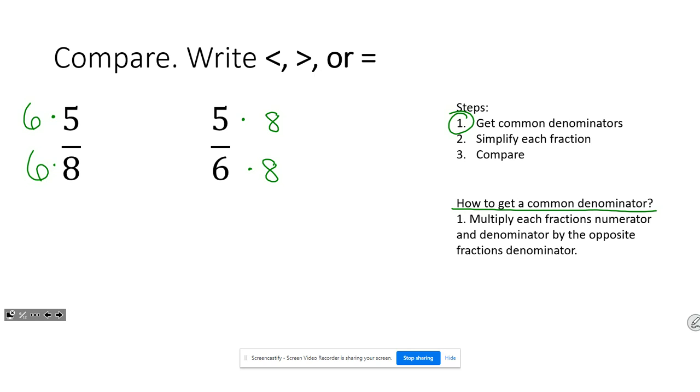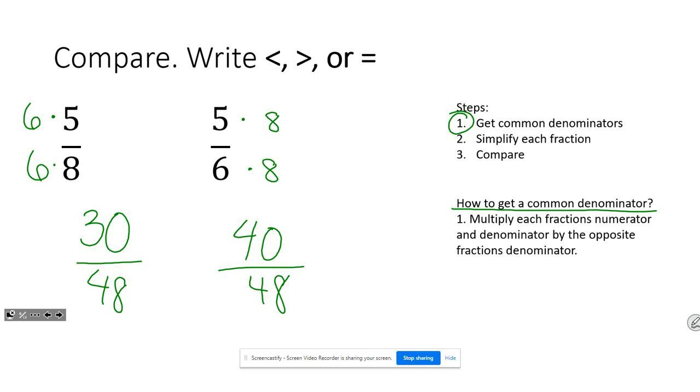And now we multiply. 6 times 5 is 30. 6 times 8 is 48. 5 times 8 is 40. 6 times 8 is 48. Now that they have common denominators, we can visually compare and see which one's bigger. What's bigger, 30 over 48 or 40 over 48? You're right, 40 over 48 is bigger. Let's try one more of these.